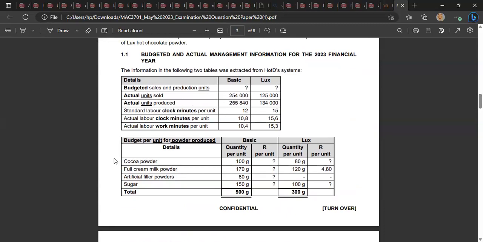Let's look at what they say there about the clock hours, right?